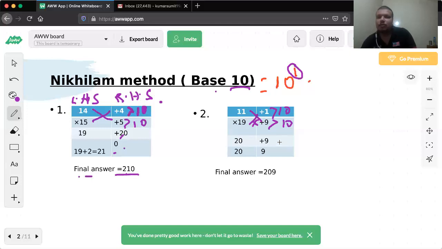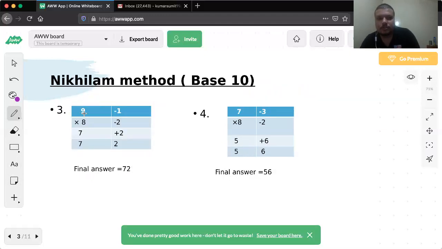Now, as I told you, the Nikhilam is 10 to the power 1, so we have to take only one digit on the RHS. On the LHS, you can take as many digits as you want. So on the LHS you have 20, on the RHS you have 9. You combine these both, 20 and 9, and you have the final answer as 209. It is that simple, guys. You don't need to worry about anything. Fine. Now let's go to another slide.